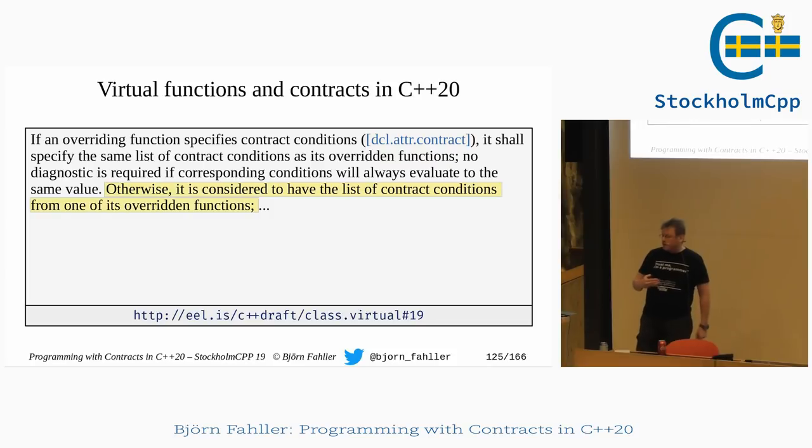And also, it says, otherwise, it is considered to have the same list of contract conditions as one of its overridden functions, which to me implies that a good rule of thumb is to only specify them in the base class, never specify them again. Never in the implementation, never repeat them in overridden functions, I think. So this is undefined behavior if you have different contracts. Yeah, sure. And as far as I understand, it's undefined behavior if you deviate from it. So it's better to not say anything at all, I think. To just repeat what is in the base class. It's implied, so you don't have to say it. So that is a limitation.